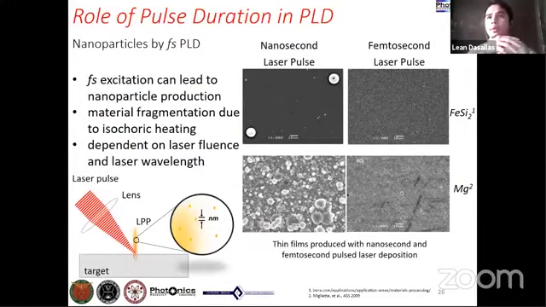Now, this nanosecond PLD, as we have observed in the previous work, produces micron-sized structures on top of the substrate. Now, it turns out that when we use femtosecond laser pulse, we can observe larger amounts of smaller deposits, and some of them have a size in the nanometer range.